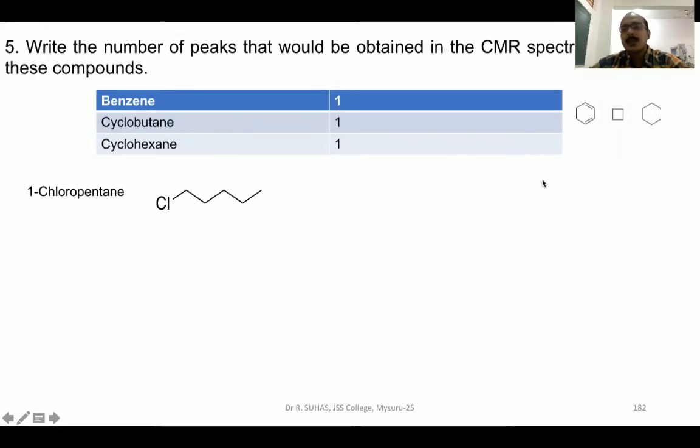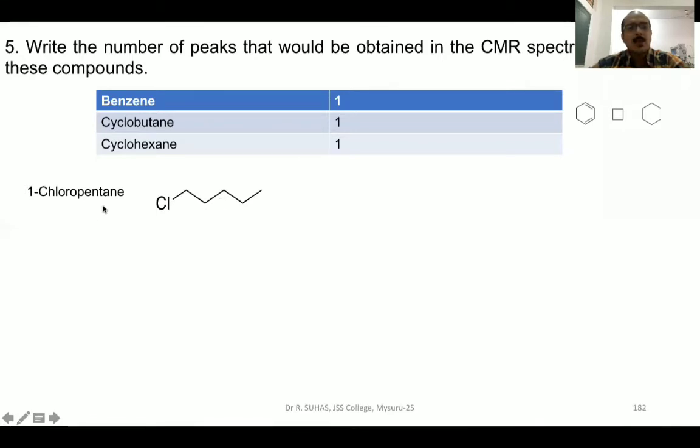Next is cyclobutane. It is a symmetrical molecule, and hence all the carbons are the same. So you are going to get only 1 signal. Next is cyclohexane. Here there are 6 carbons, and all the 6 carbons are present in the same chemical environment. As a result of that, you are going to get only 1 signal.